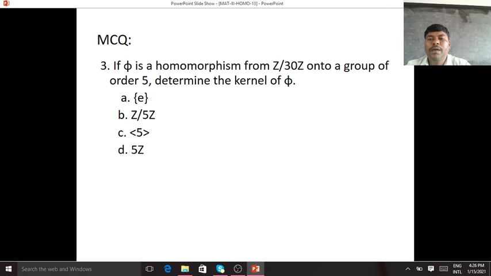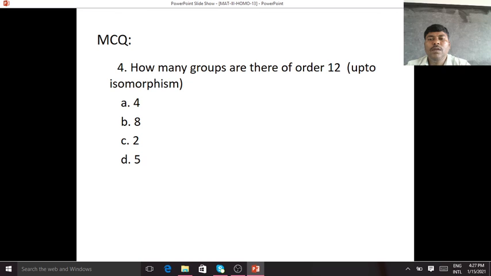Third one. If phi is a homomorphism from Z/30Z onto a group of order phi, determine the kernel of phi. Answer is D, phi Z. Fourth one. How many groups are there of order 12 up to isomorphism? Answer is D, 5.